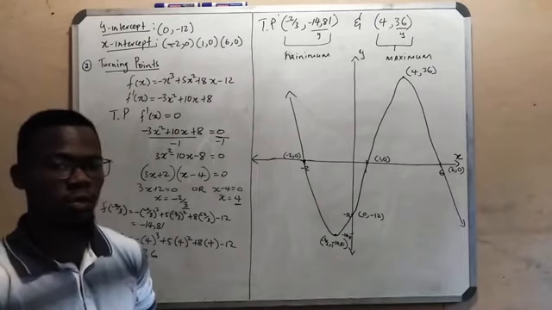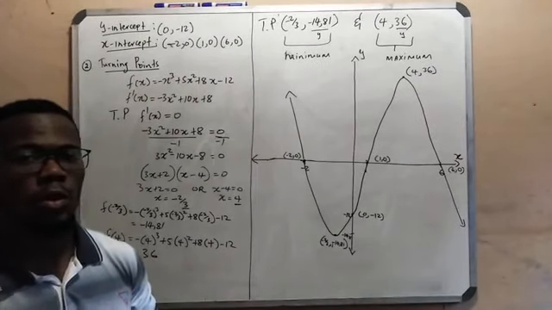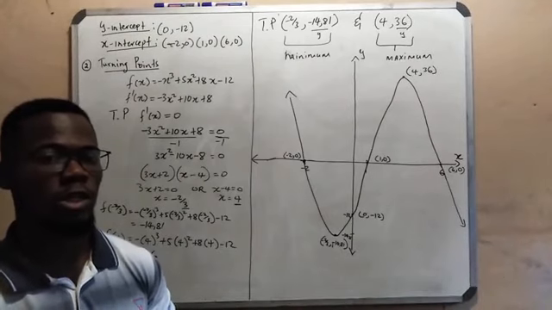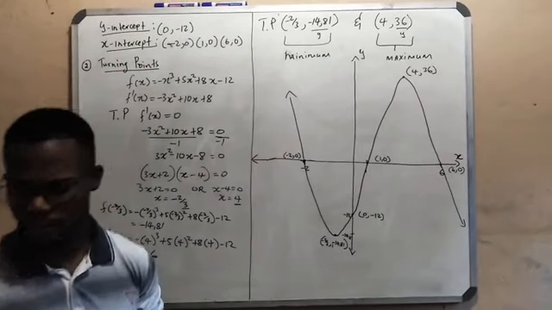The second step is to find the stationary points or the turning points. And the last step, of course, will be to sketch your function.